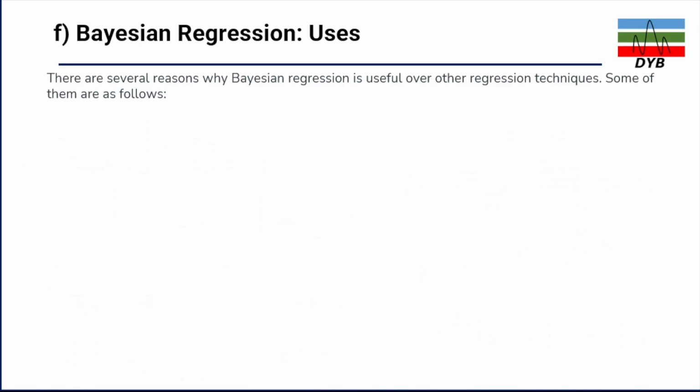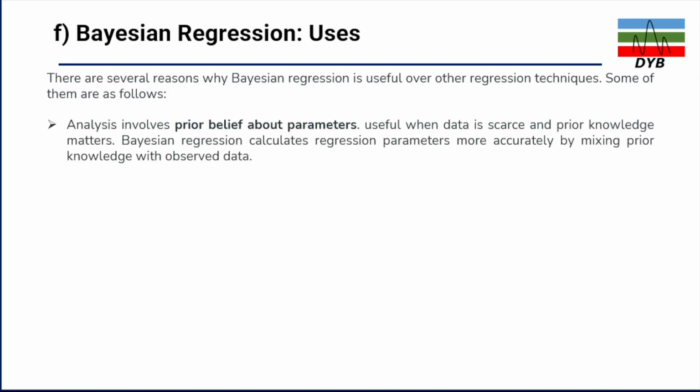So where can we use Bayesian regression? There are several reasons why Bayesian regression is useful over other regression techniques. Some of them are as follows. First of all, the analysis involves prior belief about the parameters, so it is also useful when the prior knowledge matters. Bayesian regression calculates the regression parameters more accurately by mixing prior knowledge with observed data.